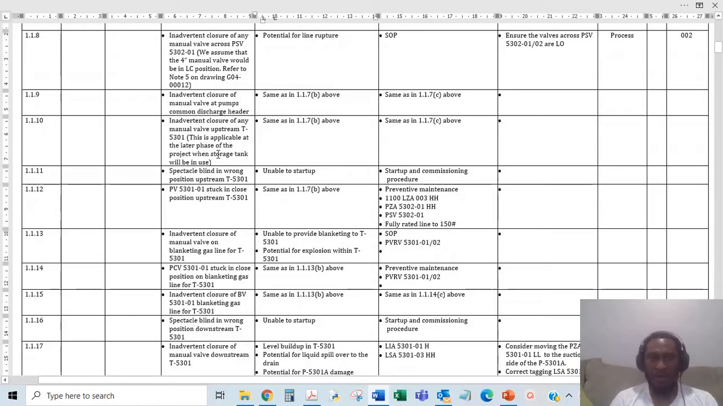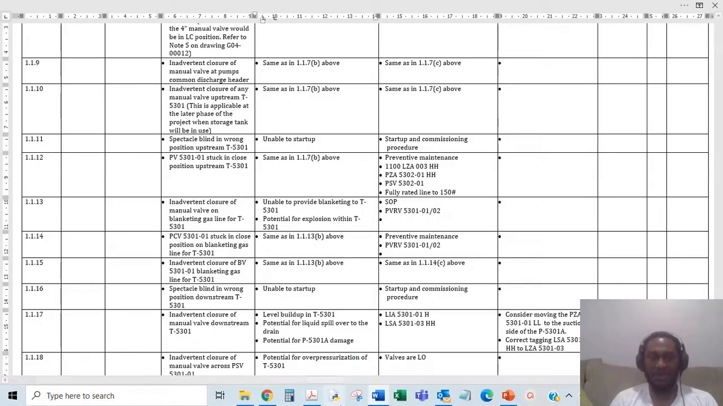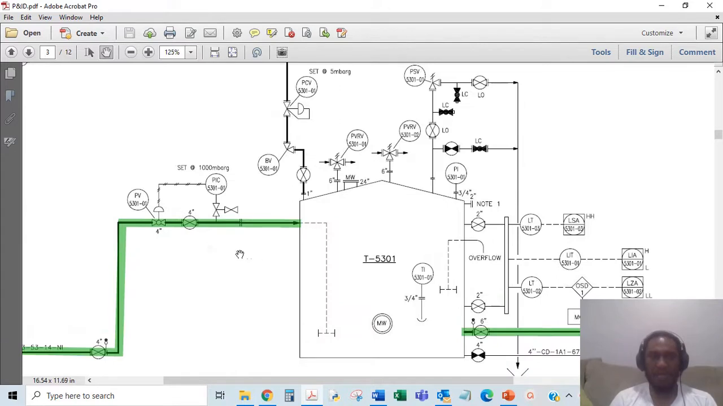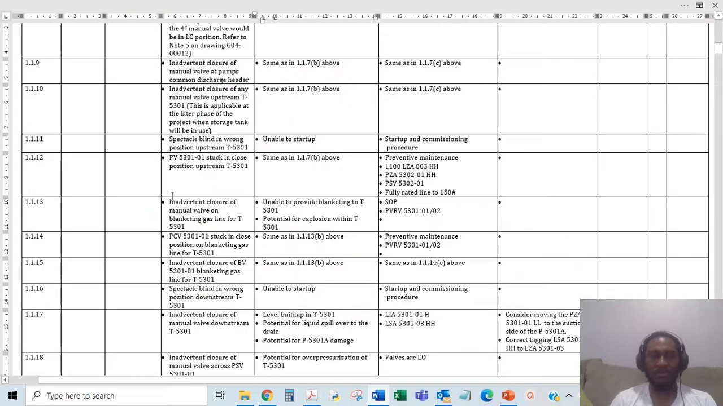So from there, spectacle blind in the wrong position. That's looking at this spec blind. You have it in the wrong position. That's downstream, this tank. If it's swung closed, okay, this is upstream. In wrong position, unable to start up. You have to look at your startup and commissioning procedure. That's very important, because if that manual valve is in the wrong place, swung in the wrong position, you won't be able to pressurize the line. Even when you walk the line, you should be able to see it.